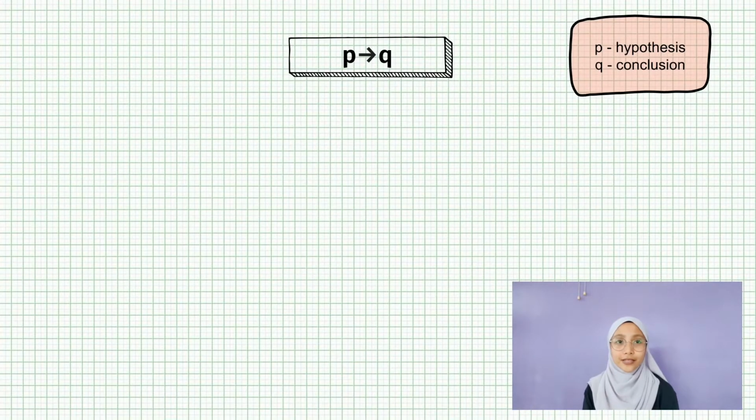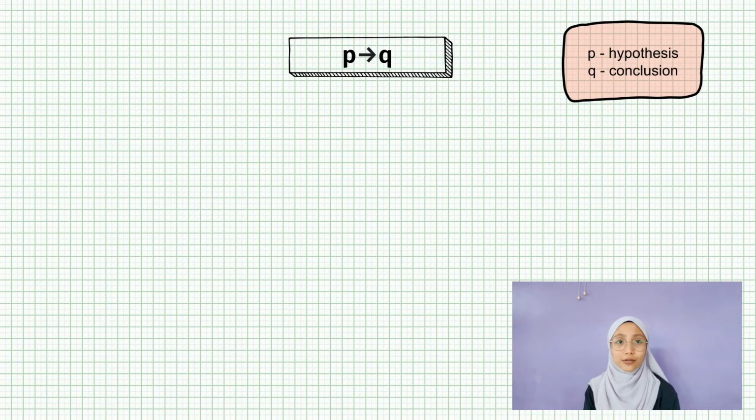Today I'm going to show about converse, contrapositive and inverse. Let's say we have two propositions, proposition P and proposition Q. So P is the hypothesis and Q is the conclusion. So here we have P implies Q. So from this statement, how do we find converse, contrapositive and inverse?